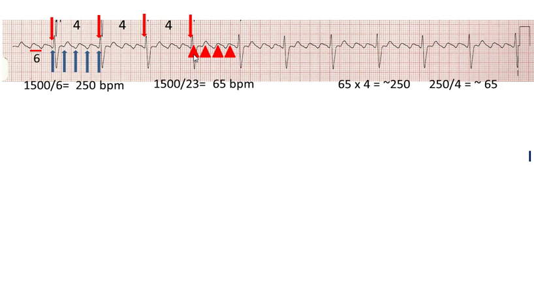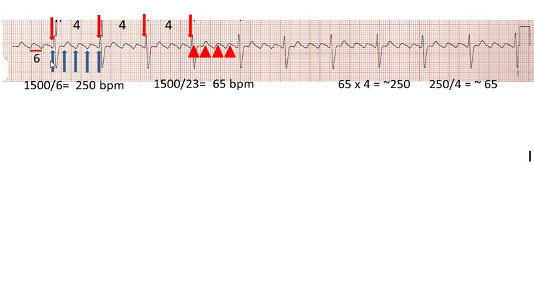One of the ways of doing that is to look at your math relationship. If you take 65 and you multiply it by 4, you do get something around 250. If you take 250 and divide it by 4, you get something around 65. So there is a 4-to-1 relationship between the ventricular rate and the atrial rate. This is approximately quadruple what your ventricular rate is. This is approximately a fourth of what your atrial rate is, a 4-to-1 relationship.